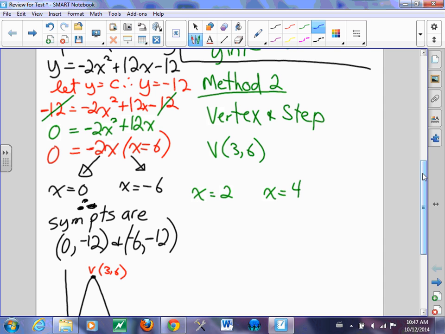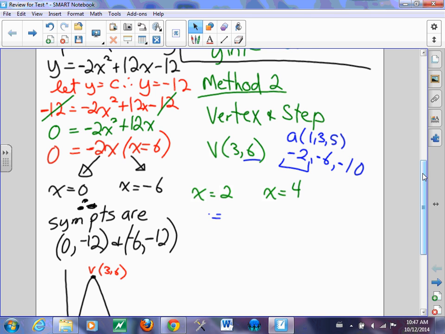But we got to remember our step pattern. Our step pattern is a times 1, 3, 5. And in this question, a equals negative 2. So it's going to be negative 2, negative 6, and negative 10. As I move over one, I'm just going to follow this pattern. So I have to take a look at my optimal value, which is 6. If I move over one, it tells me to go down 2. So 6 subtract 2 is going to equal 4 for my y.